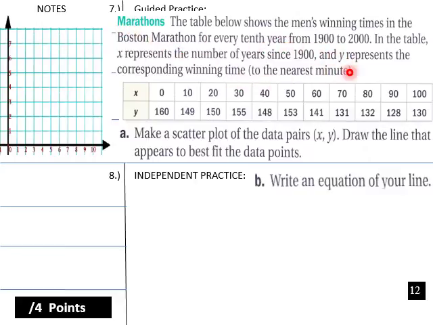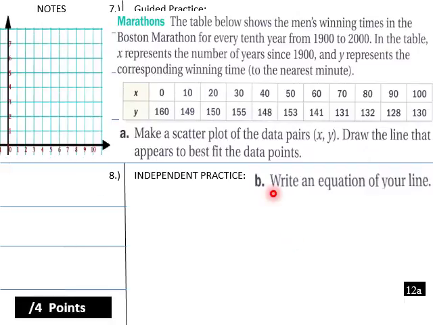Okay, so into our guided practice, we have the Boston Marathon, every 10th year from 1900 to 2000, men's winning times. In the table, x represents the number of years since 1900, and y represents the corresponding winning time to the nearest minute. So you can see it was 160 here in 1900, and it's dropped down to 130 minutes. A: make a scatter plot of the data and draw a line that appears to best fit the data points. And then B: write an equation for the line.